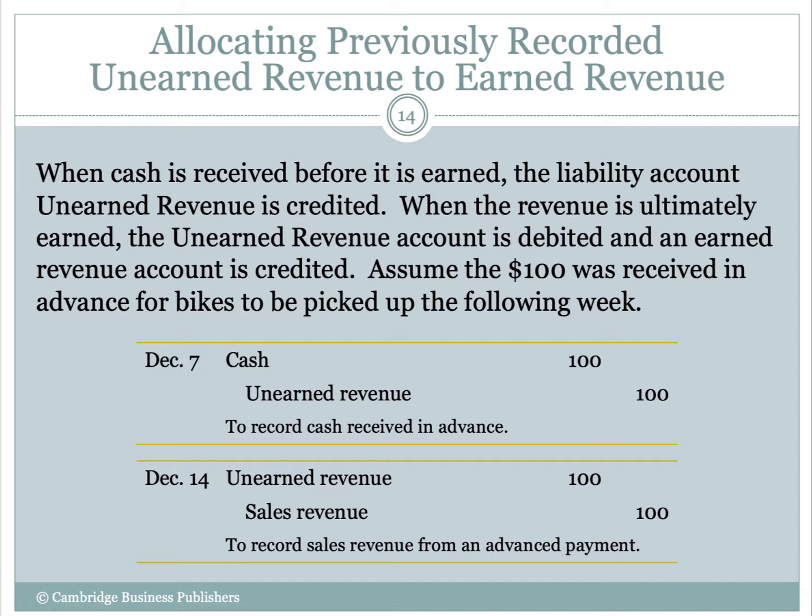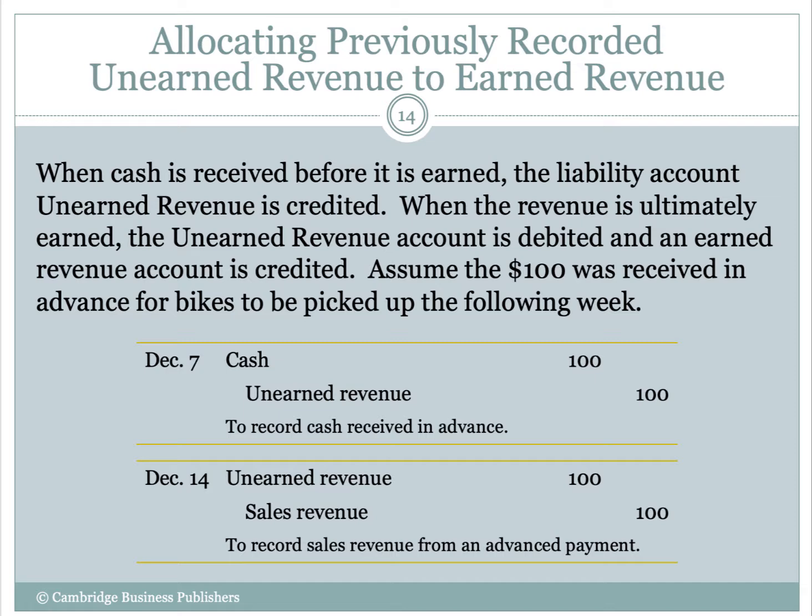You're always going to credit some revenue, whether it's rent revenue, in our example here, sales revenue, or service revenue. It doesn't matter. It has to be a revenue account that we credit, okay? So let's look at the example here, right?